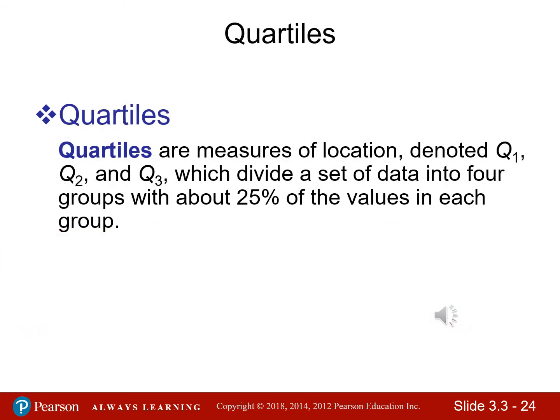Quartiles are values that divide our data into quarters. More formally, we say that quartiles are measures of location denoted with Q1, Q2, and Q3, which divide our data into 4 groups, with about 25% of the values falling into each group.